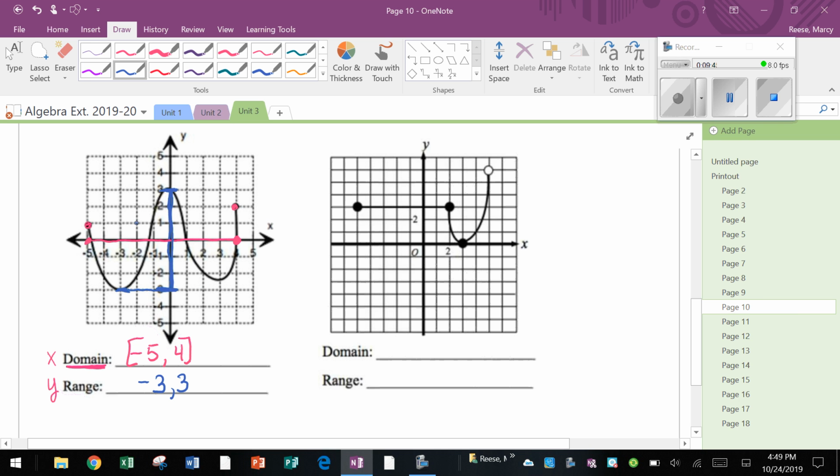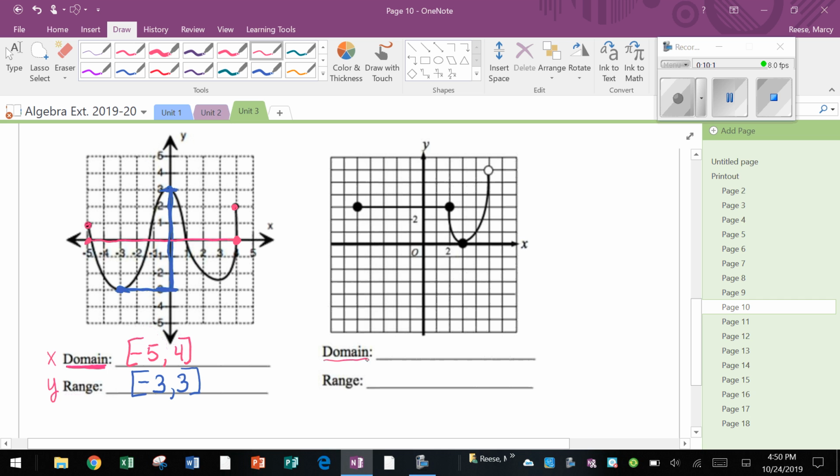I'm not looking at those pink points because those were not the lowest or the highest points. I'm looking from down to up. And there is a point at -3, and there is a point at 3, so I'm going to include those. And there's your domain and there's your range. All right, let's do it again.